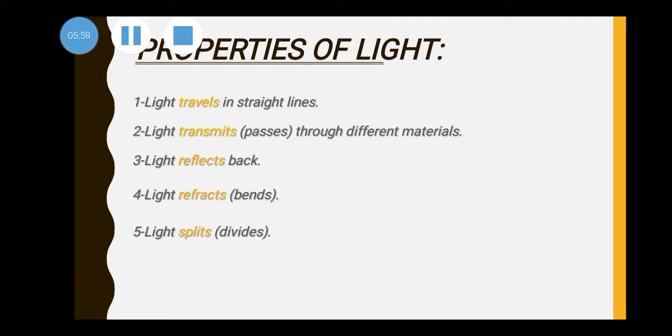So you are telling me about the thing that your friend has. Okay, so about light, which are the things that specifically light has. The first one, light travels in a straight line. Light transmits, and the word transmits means passes through different materials. Light reflects, which is bounce, the light bouncing. Light refracts. Light splits. So: travels in a straight line, reflect, refract.